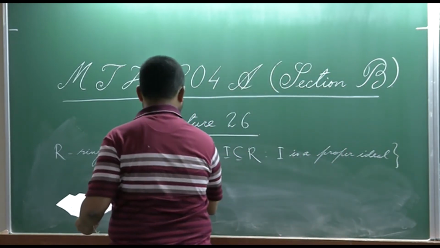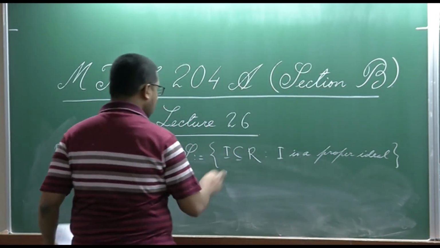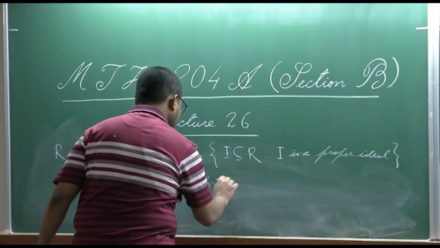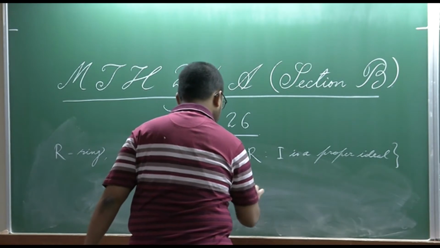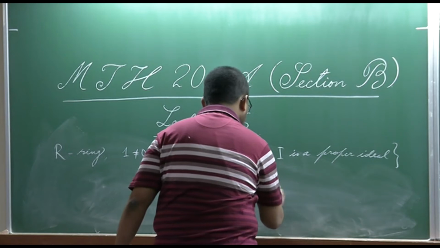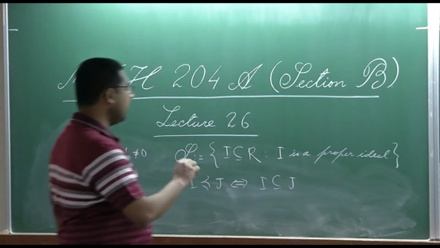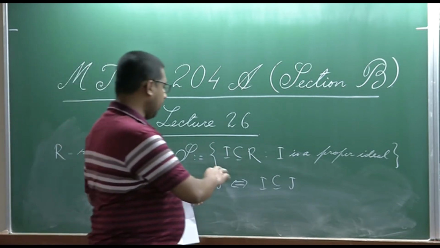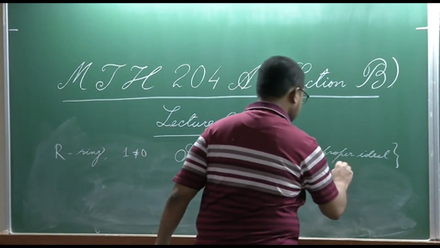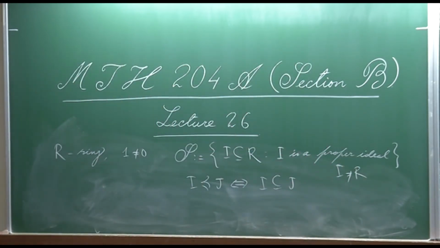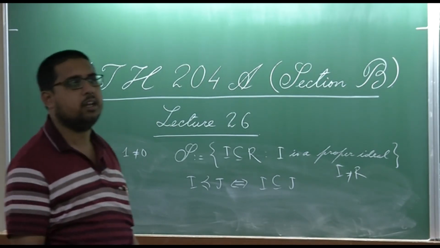So, this is a collection. On this collection, we impose a partial order. It is a relation: I is less than or equal to J if I is contained inside J. It is a collection of all proper ideals. Proper means I not equal to R. Any maximal element of this collection is said to be a maximal ideal of R.